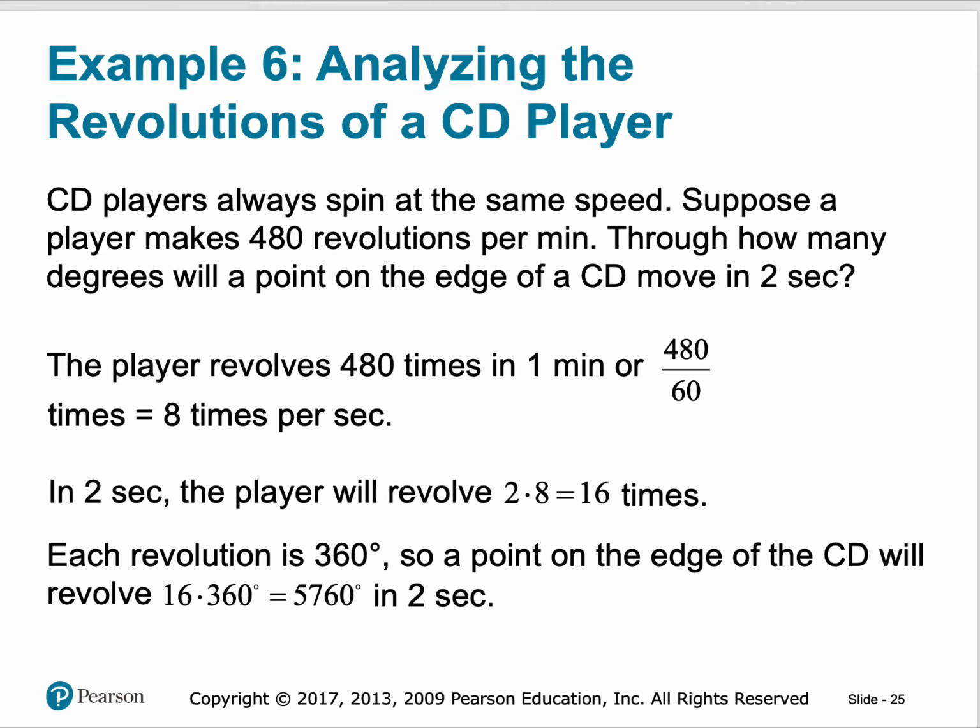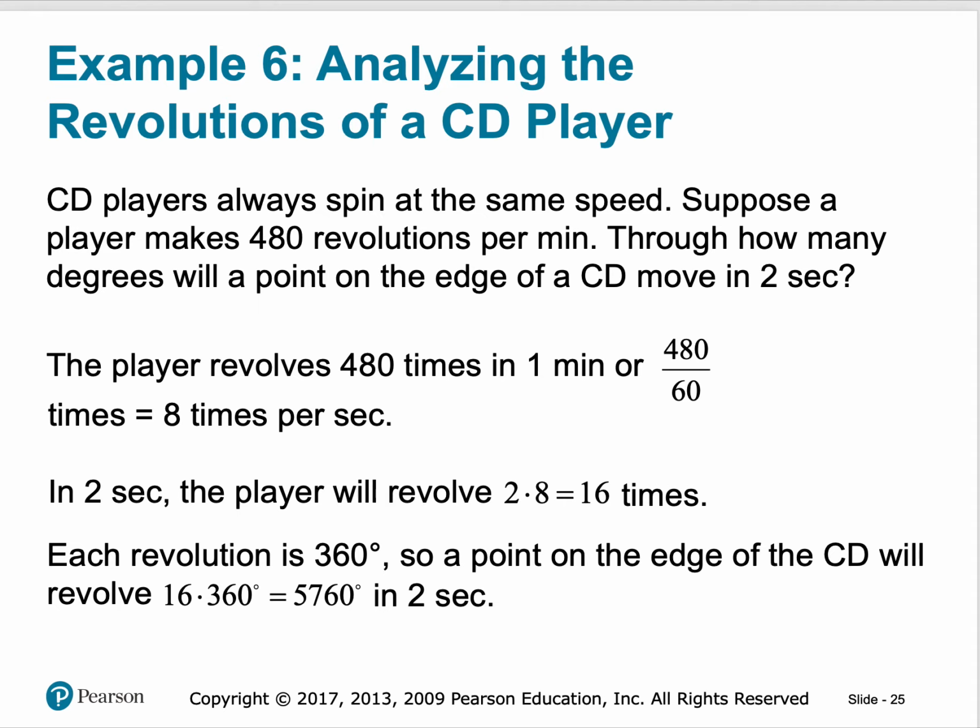And then our last one is we're looking at the revolution of a CD player. If a CD player spins 480 times per minute, if I wanted to think about how many degrees it went through, I would multiply 480 times 360. That's massive, right? That's the number of degrees that the CD is actually spinning per minute.